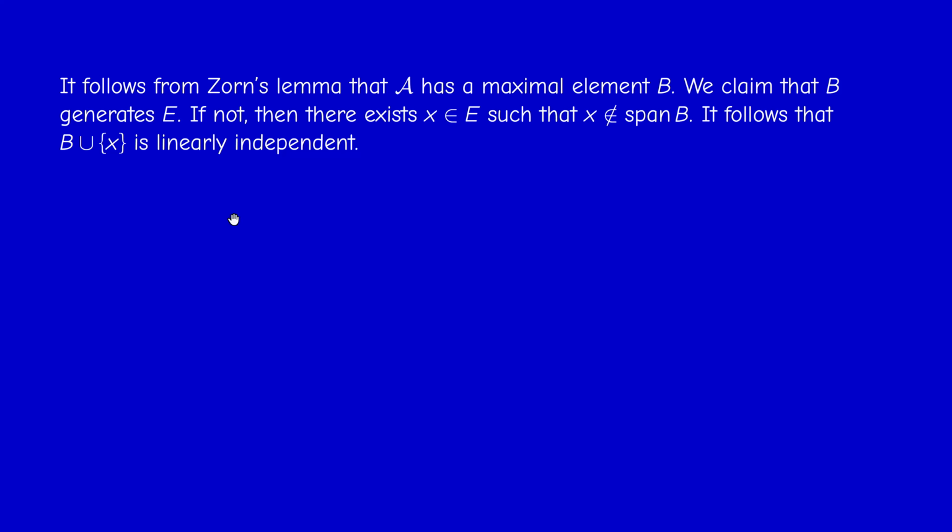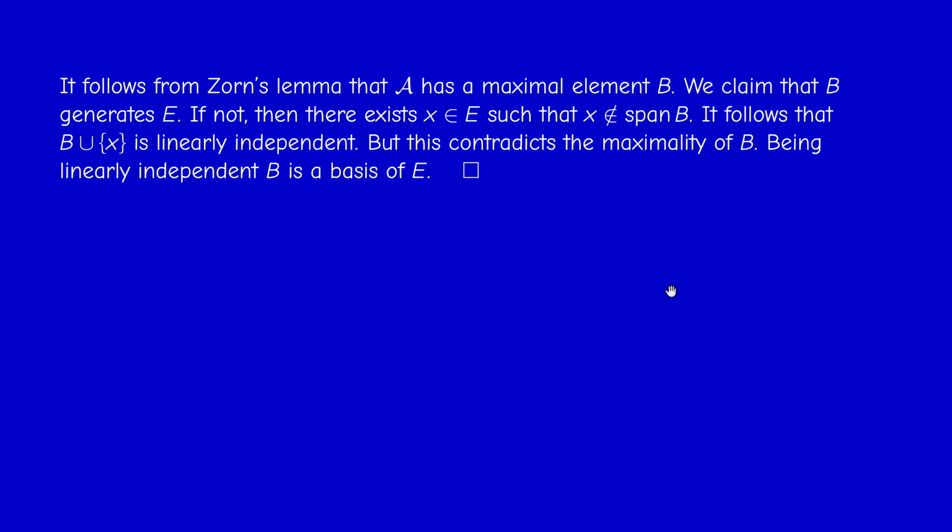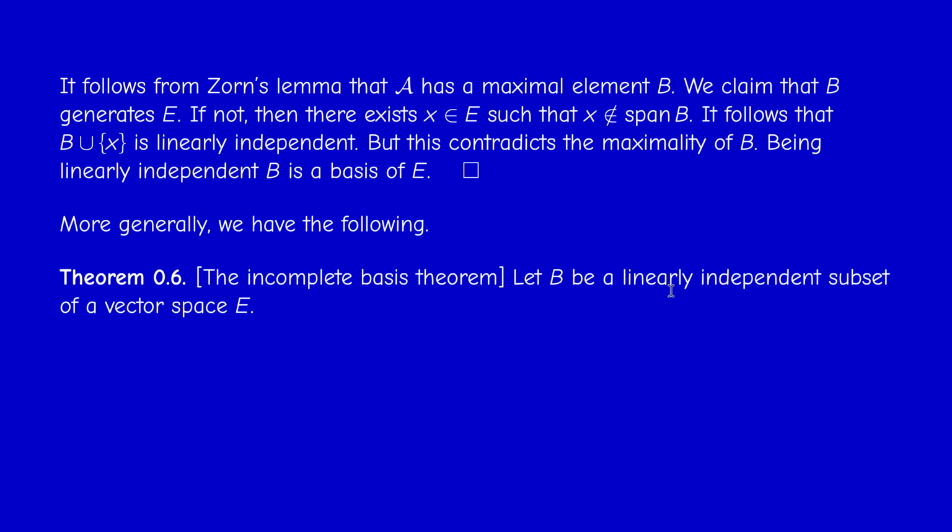And therefore, according to what we said before, B union X is linearly independent. Okay, this is equivalent actually. But this contradicts the maximality of B because B is now contained in a strictly bigger linearly independent set. So we get a contradiction, and therefore B generates E. And that's it. So this proves the proposition.